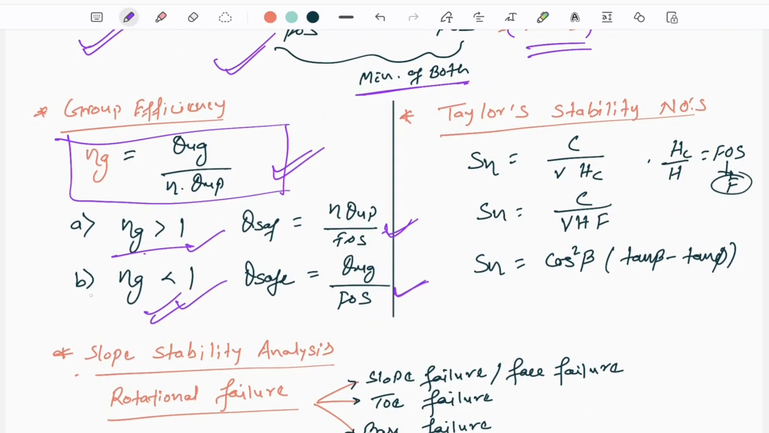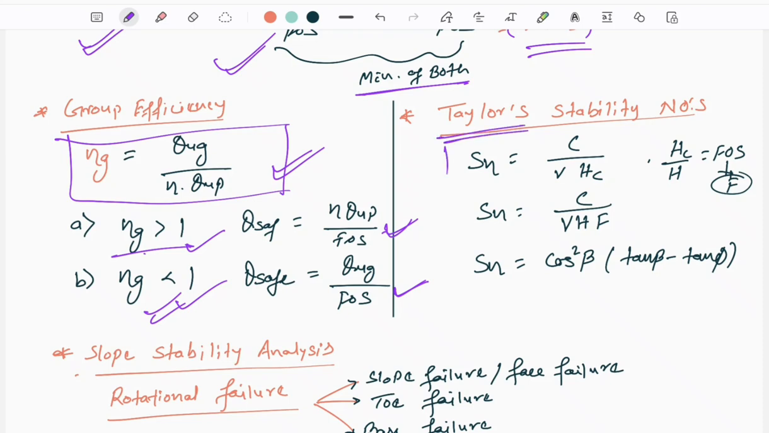Next part is here we have completed the pile foundation formulas and the related things. Now we discuss the stability number, that is related to slope stability analysis of geotechnical engineering, or we can say the stability of the soil. So there is a stability number given by Taylor.